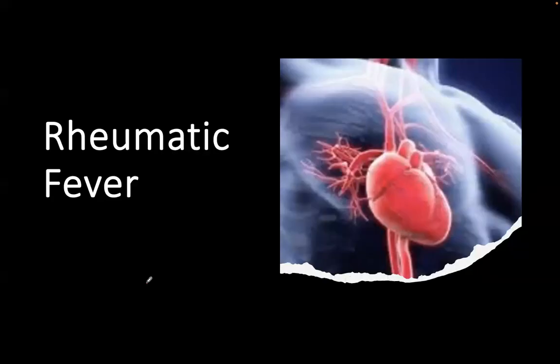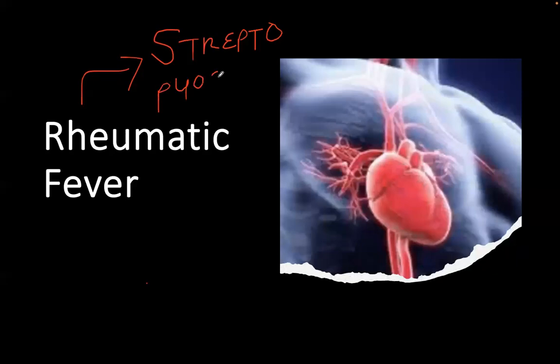Now, what is the first bacteria or organism that should pop into your head when you hear rheumatic fever? Okay, very good. I agree. It should be Streptococcus pyogenes. Now, Streptococcus pyogenes is what group of streptococci based on Lancefield's classification for Streptococcus? This is classified as group A.